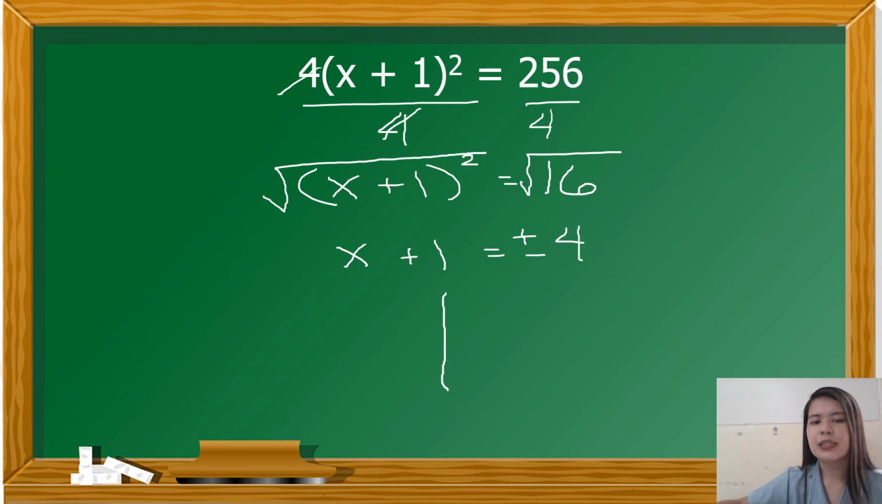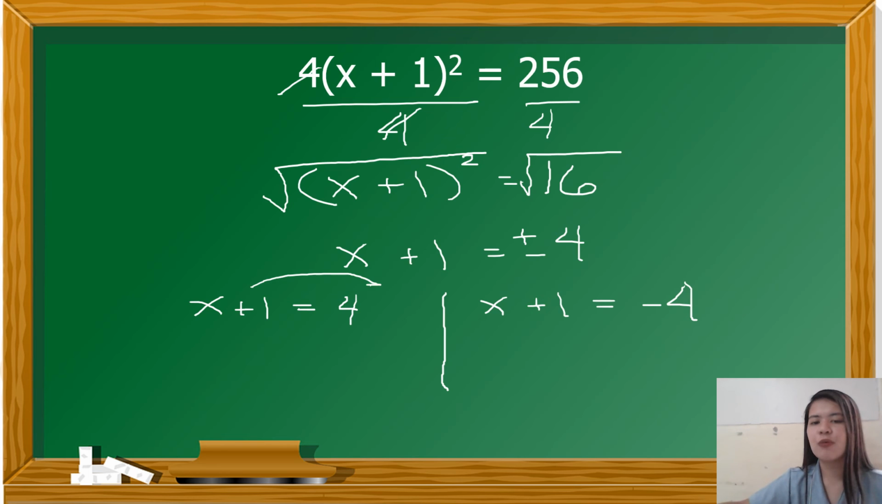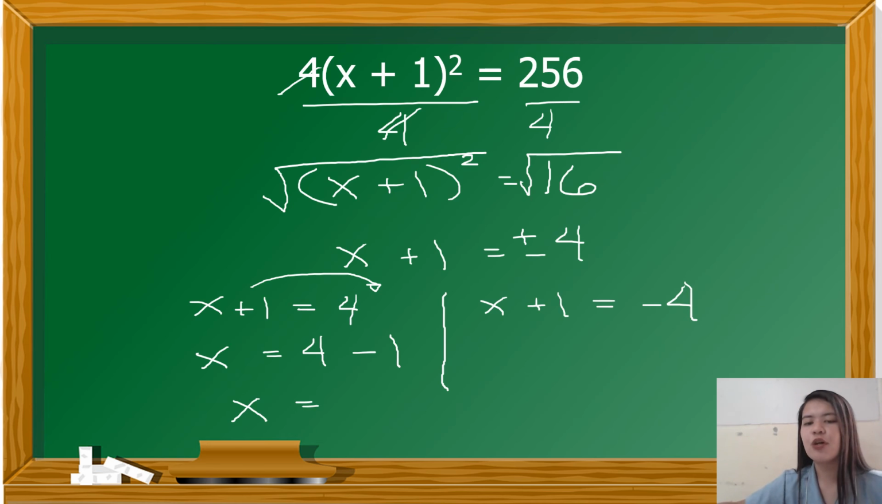The first one is x plus 1 is equal to positive 4, and x plus 1 is equal to negative 4. For x plus 1 is equal to 4, we will move positive 1 to the other side of the equation to simplify this. And then we have x is equal to 4 minus 1. From positive 1, it became negative 1. So we have x is equal to 4 minus 1, and that is 3.